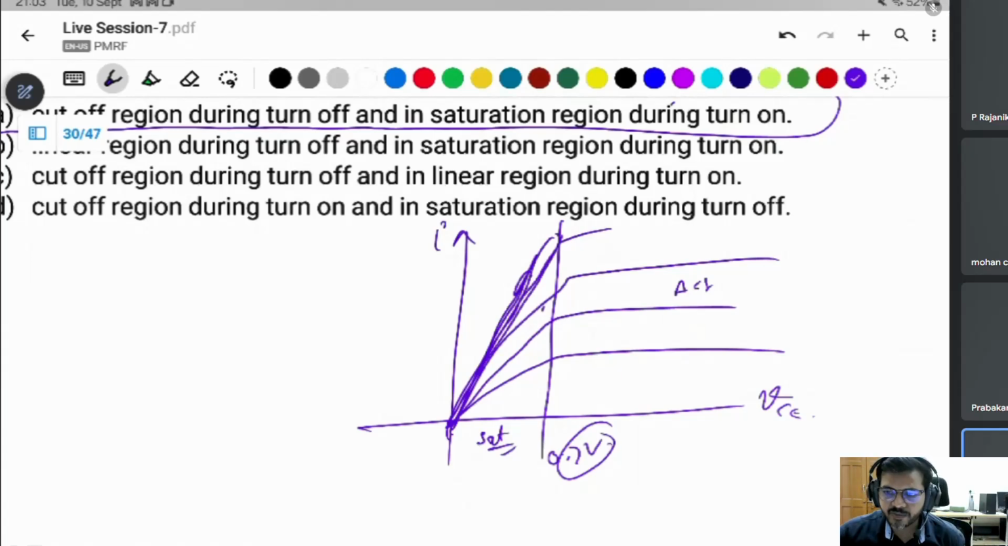Yeah, there is some remaining paper. Okay, I will upload it. Okay, thank you.